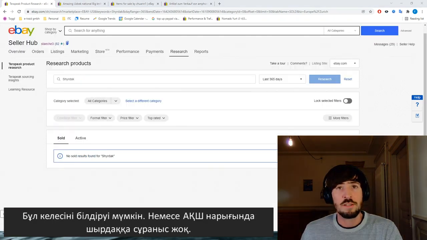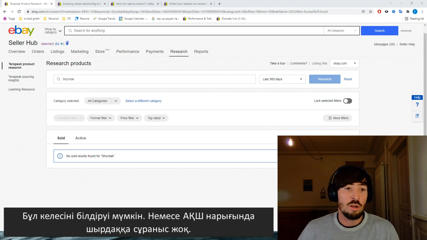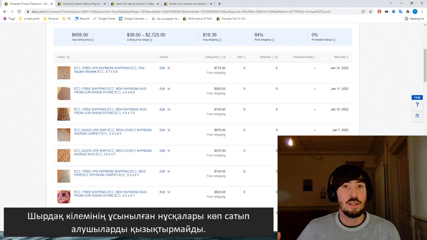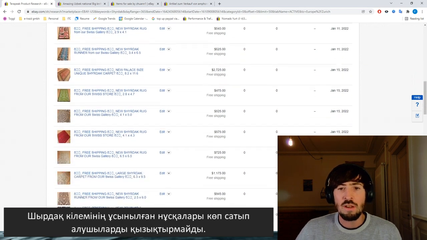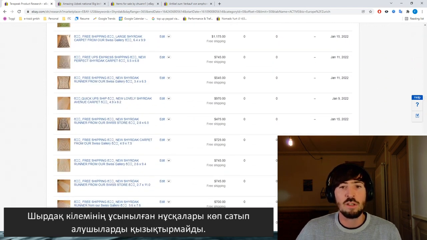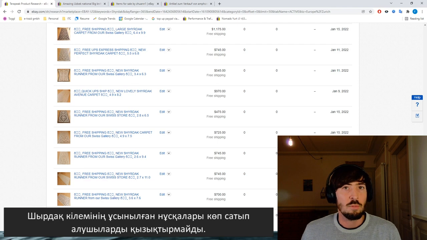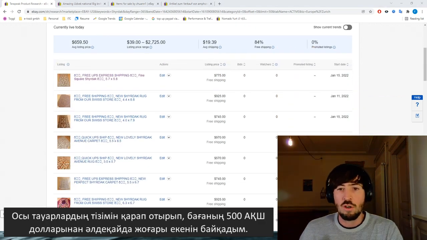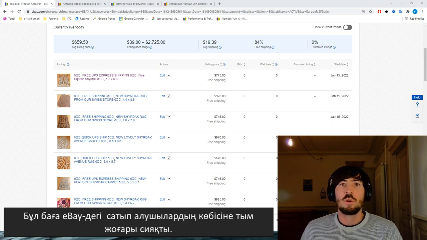This could mean 2 things. Either there is no demand on the US market for Sherduck carpets, or it could be that the active listings, the products currently listed on eBay, are simply not competitive enough and not interesting enough to the potential buyers. By going through this list, I can see that most of the Sherduck carpets are well above $500 US. So it seems like this price is just too high for potential buyers on eBay.